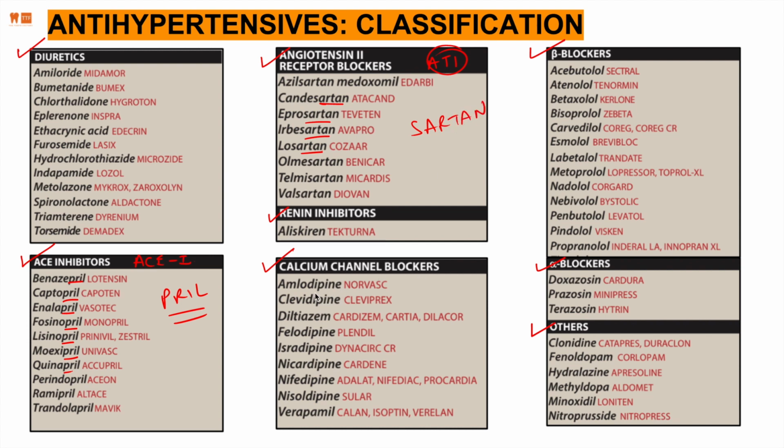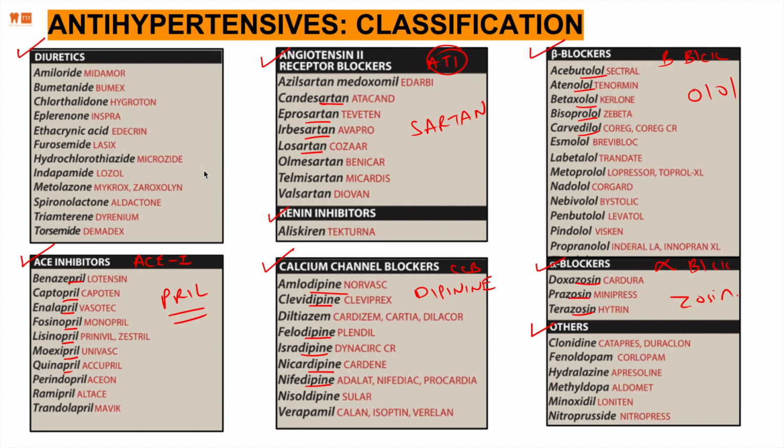Calcium channel blockers are all dipines. So CCBs are all dipines. Beta blockers, olols. So beta blockers are all olols. Okay? Alpha blockers, zosins. And others. So now we have remaining diuretics and others.